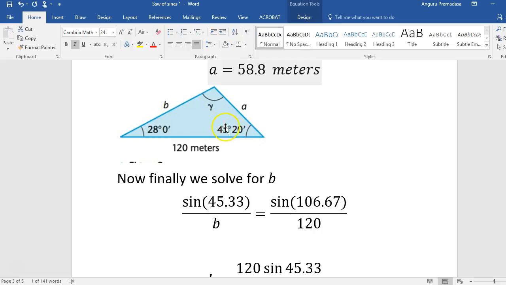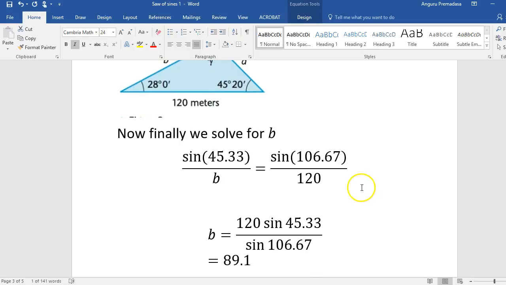So how do you solve for B? We get the ratio involving B. So that will be sine 45.33 after converting to decimals, 45.33 divided by B, the opposite side, is equal to the known ratio, which is sine gamma, sine 106.67, we know this now, divided by 120. Sine 106.67 divided by 120. And now if you cross multiply, we can very easily see that this is equal to 120.